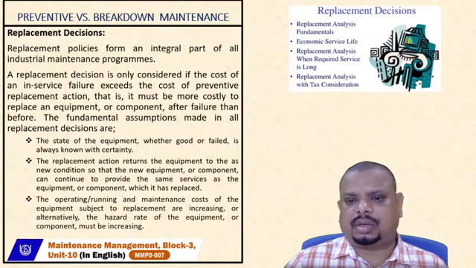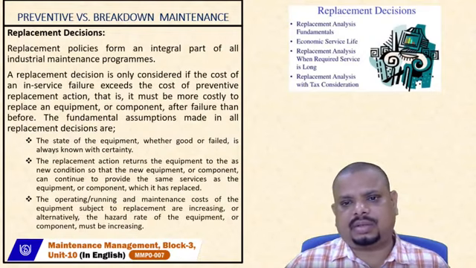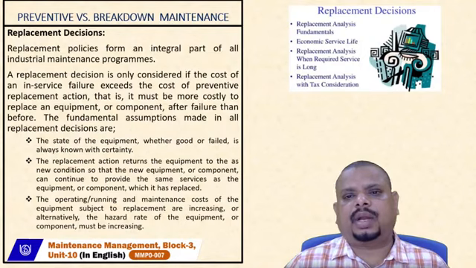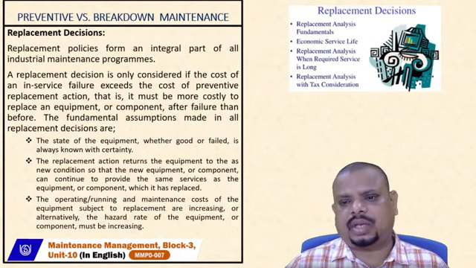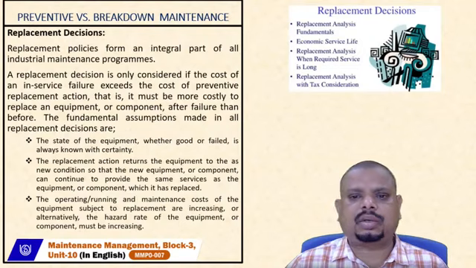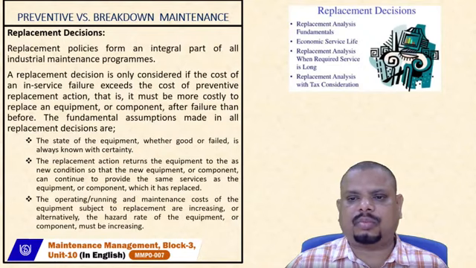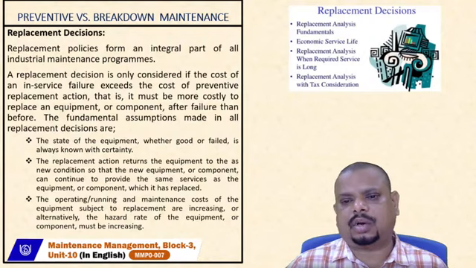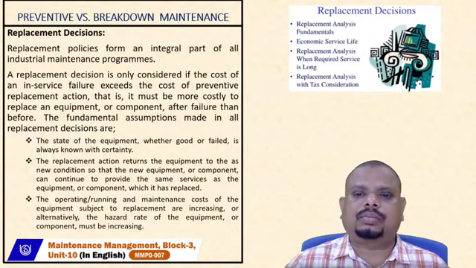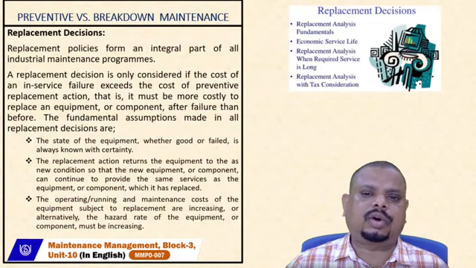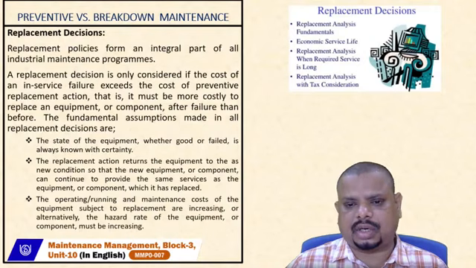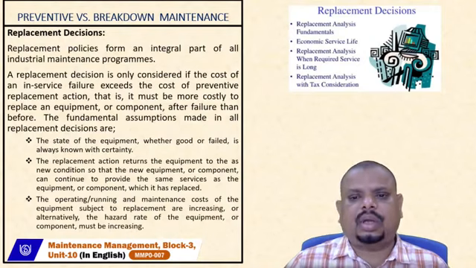But if you go for the other aspects of replacement decisions, you have to conduct replacement analysis fundamentals so that you can easily identify the condition of the machines. Then you must conduct the economic service life analysis. That means if you provide the replacement, what is the operating service life of that particular machine? Then the organization or department must go for replacement analysis when the service is required for a long period or long-range activities. And the last one is the replacement analysis with tax considerations.